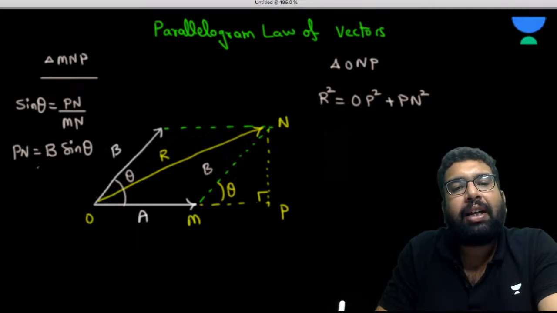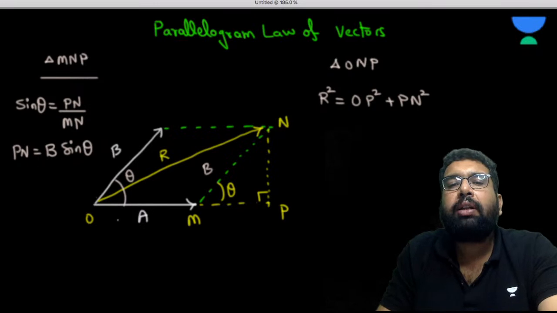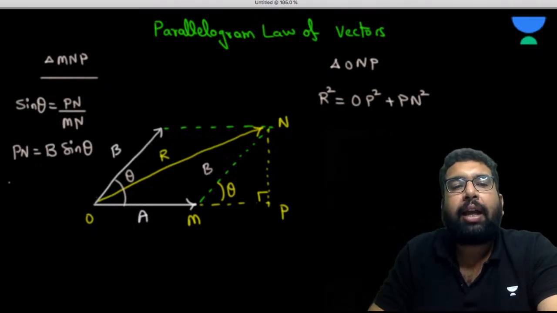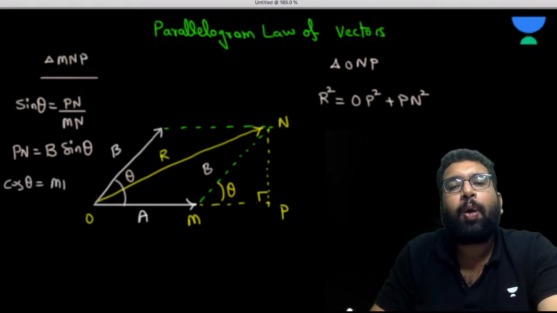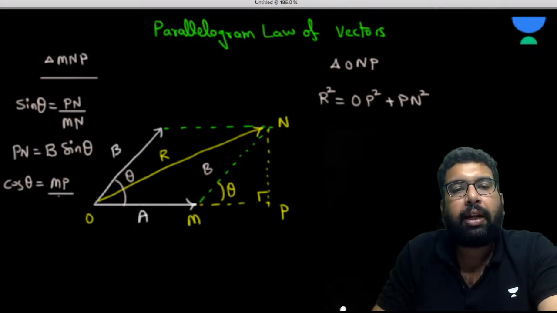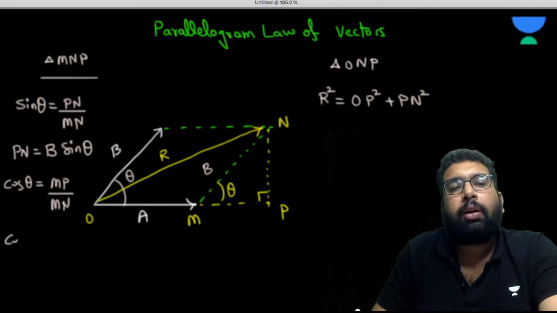Definitely, sir. And we can also observe that OP is made up of OM and MP. OM is already A. Now, to write MP, can we say that cos theta is equal to base upon hypotenuse? I'm seeing this in triangle MNP. So can we write it as MP upon MN?